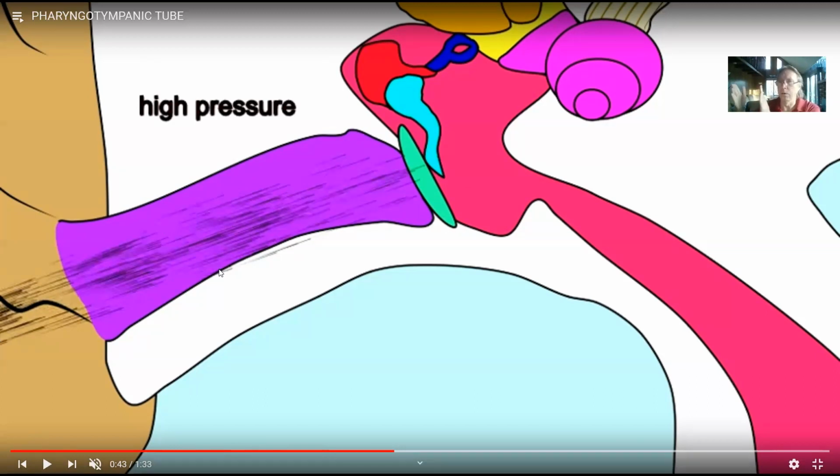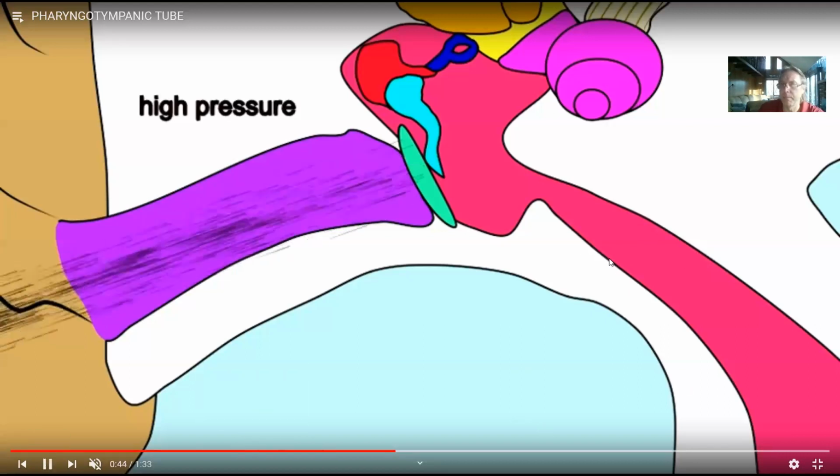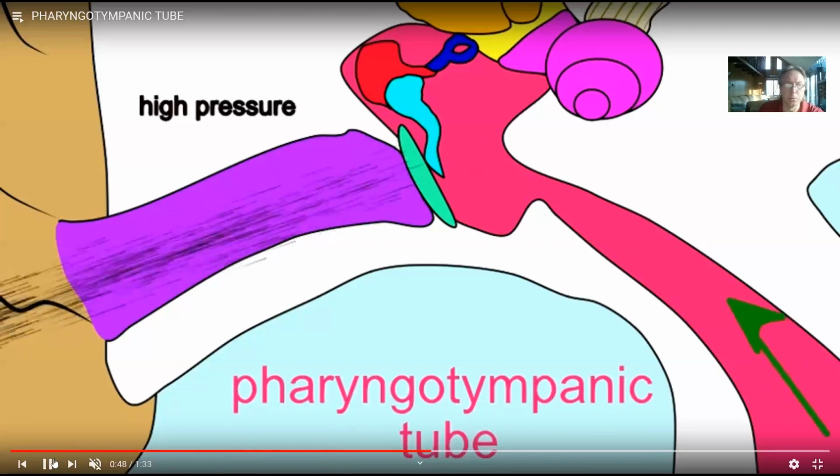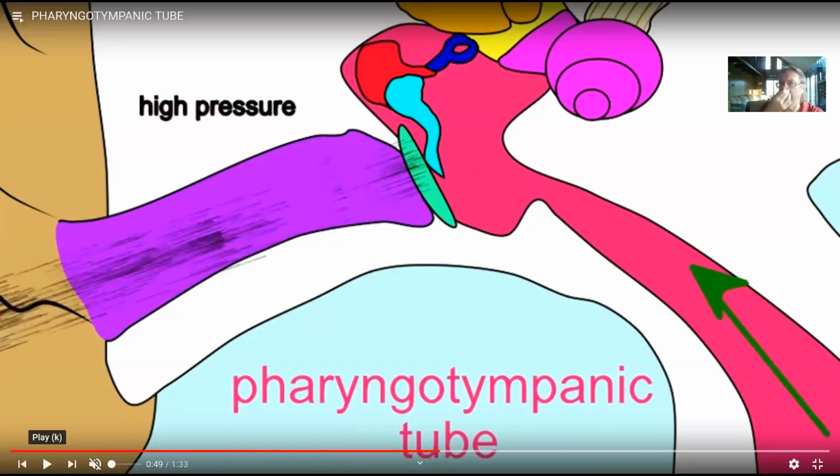So go back to the door. Even though there's new air in the hallway with a new pressure, this new air is also coming through the window, and now the air pressure is balanced once again. And so that's the purpose of this pharyngotympanic tube, which ends here in the middle ear, but which starts in the nasopharynx. Behind the nasal cavity is an area of the pharynx called the nasopharynx, and this pharyngotympanic tube enters there.